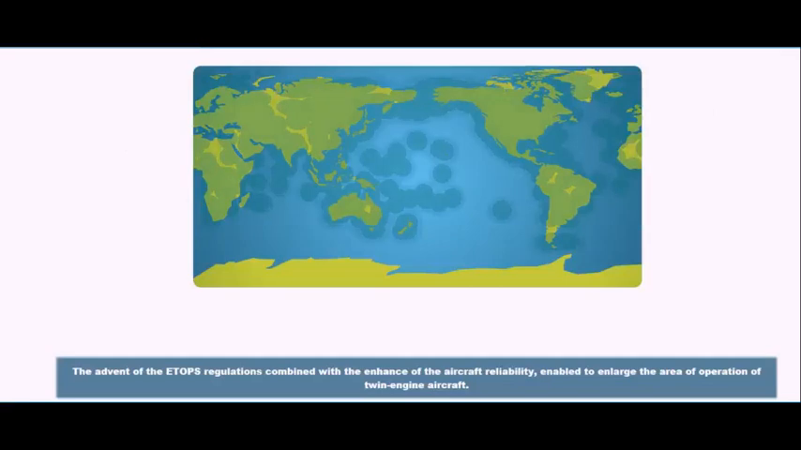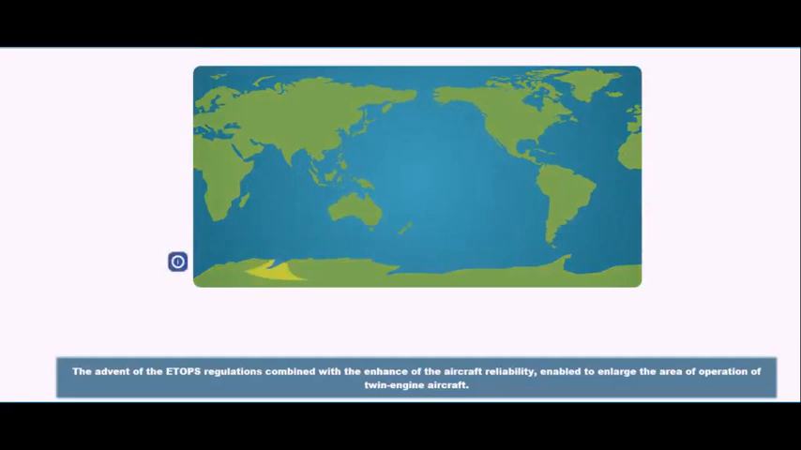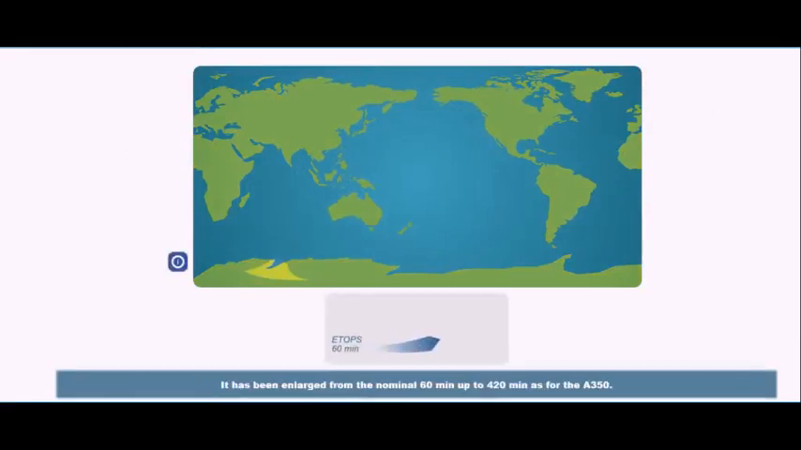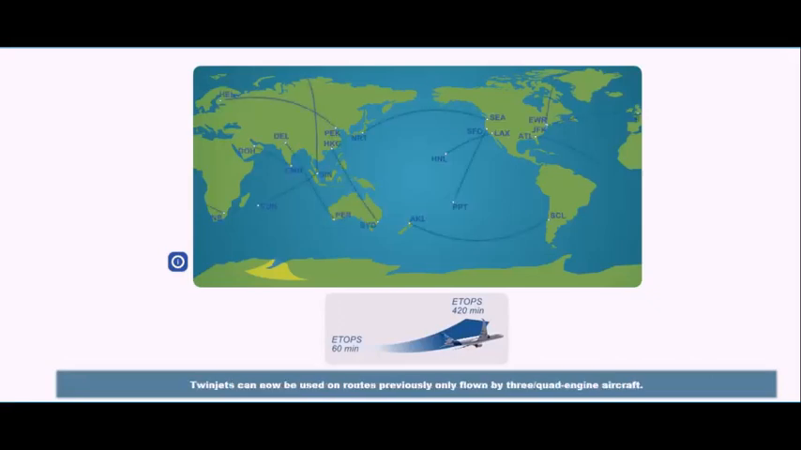The advent of the ETOPS regulations, combined with the enhancement of the aircraft reliability, enabled the enlargement of the area of operation of twin-engine aircraft. It has been enlarged from the nominal 60 minutes, up to 420 minutes, as for the A350. Twin jets can now be used on routes previously only flown by 3- and quad-engine aircraft.